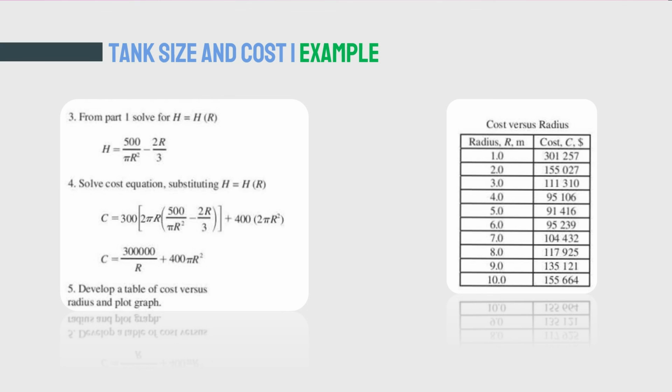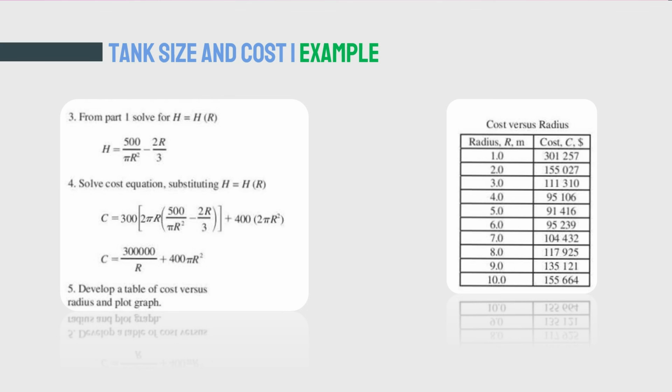Now let's have a table. So we have cost and we have the radius. We can develop a table of cost versus radius. As you can see here, radius r, cost c. So when the radius is 1, plug in r in the equation, the value of c would be 300,000 roughly. For radius of 2, 155,000. 3, 4, 5, 6, 7, and so on. Then you look in the cost. Which one is the cheapest cost? Which one is the lowest cost? This one is the cheapest, so I choose r, the radius, to be 5 in this case.